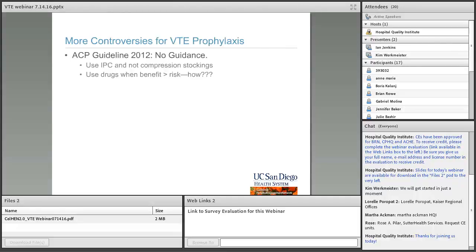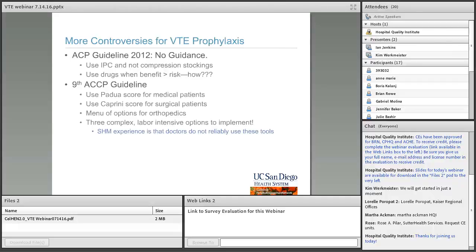They gave the general suggestion that you should use drugs when the benefit is greater than the risk, which is not terribly helpful because I think anyone would have said that. They provided no guidance on how to risk assess or how to decide which patients to treat or how to implement a protocol. So this is a guideline without guidance.